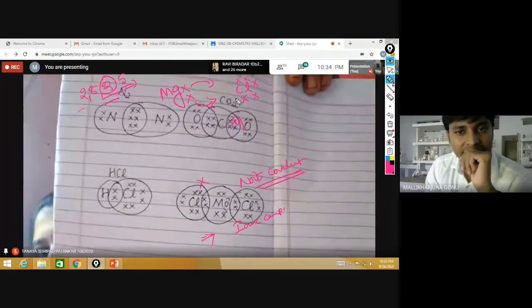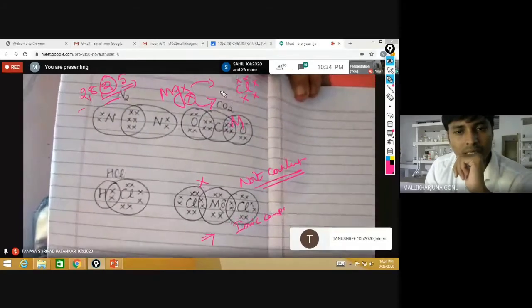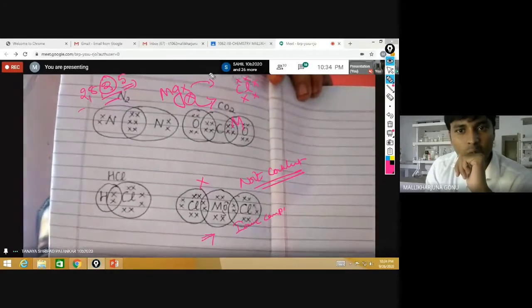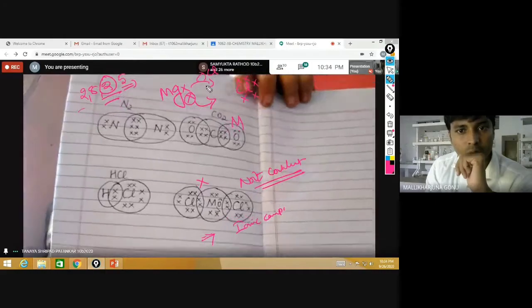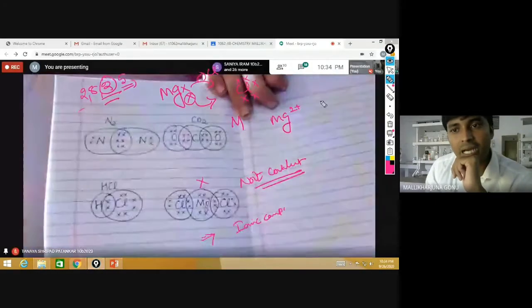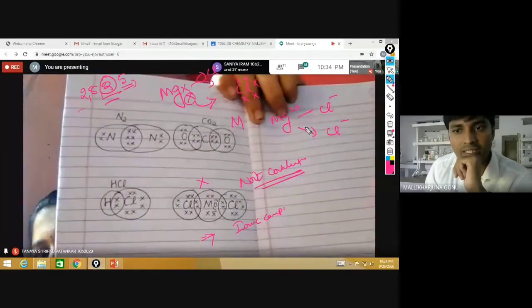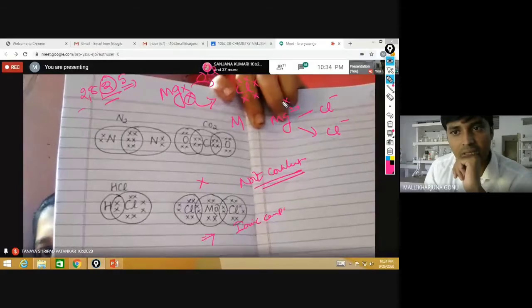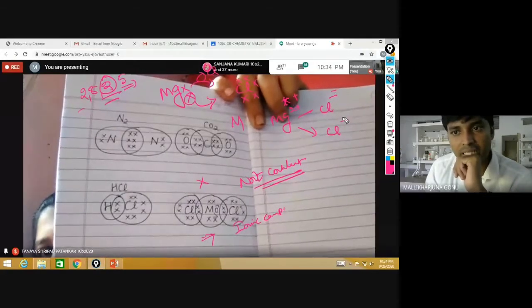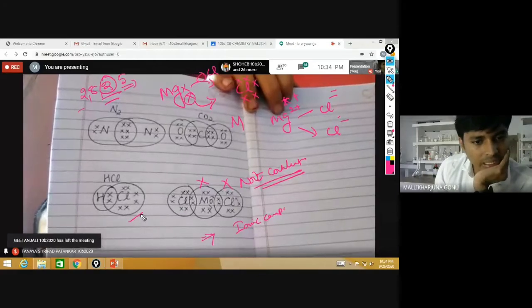So to make it 8, this will give to one chlorine, and this will give to the other chlorine. That's how you have to show Mg 2 plus and Cl minus. Like that you have to show electronic dot structures, with 2 plus charges or 1 minus charges. So you should not show it like that, but all are correct.